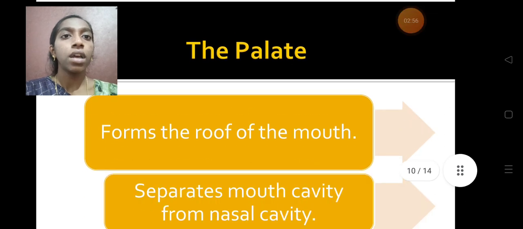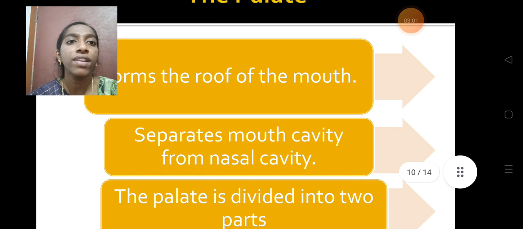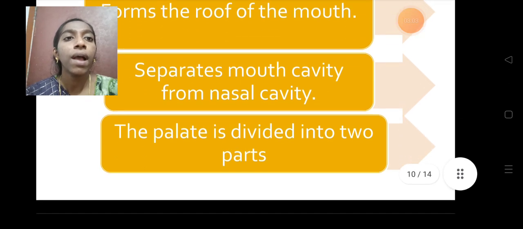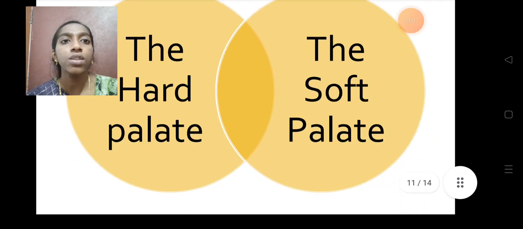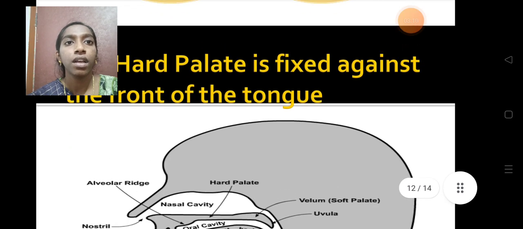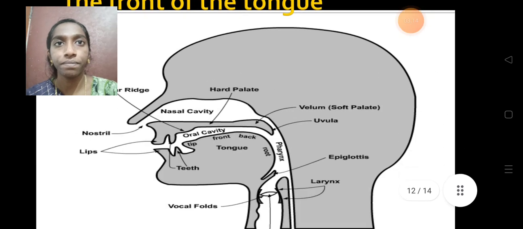Then palate. Palate forms the roof of the mouth and it separates mouth cavity from nasal cavity. The palate is divided into two parts, hard palate and soft palate. The hard palate is fixed against the front of the tongue.